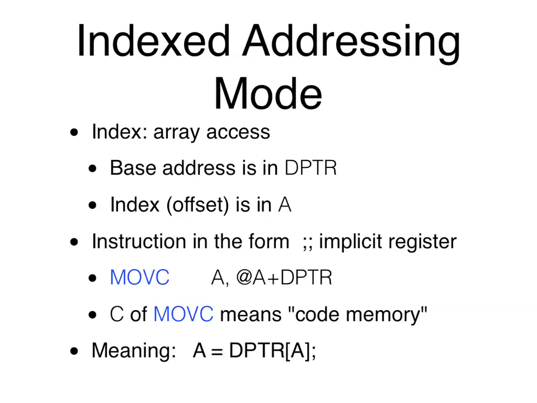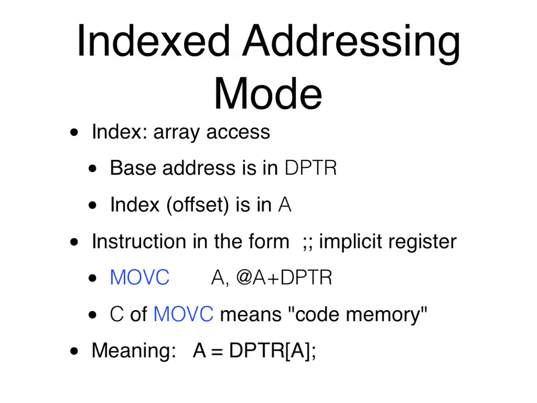The syntax looks like MOVC A comma at A plus DPTR. What does that mean? That means what you have on the bottom there, if that makes sense to you, right? So A is essentially the index. And then what you do is you have the DPTR as your base address. You don't change DPTR. You keep it the same, but you load the index into A, and then that forms your effective address. Then you use DPTR plus A as your effective address to load from.